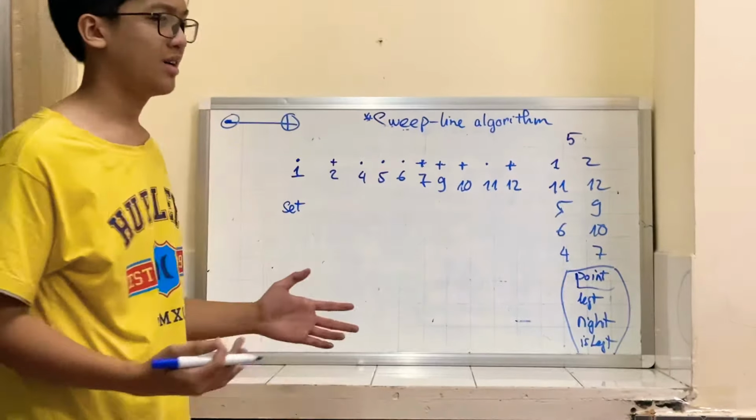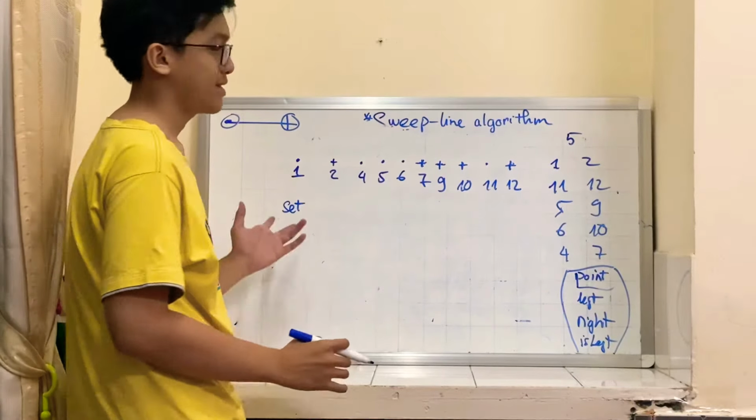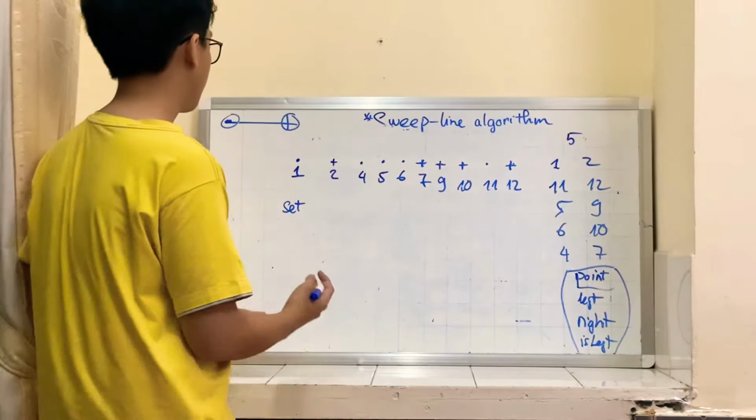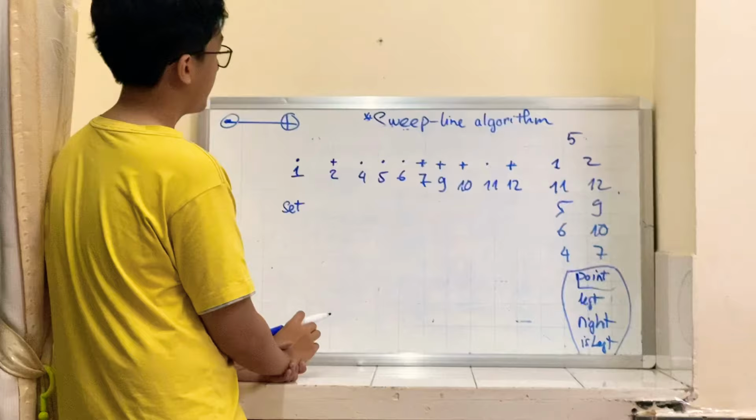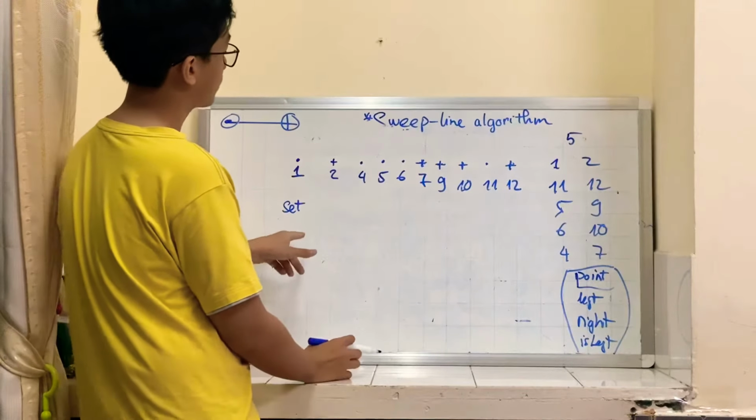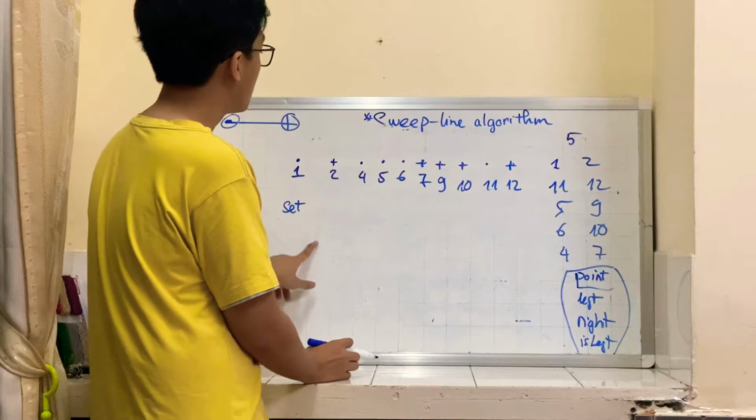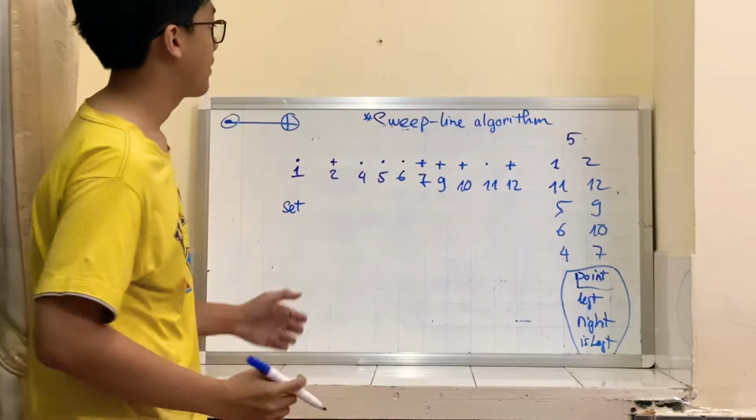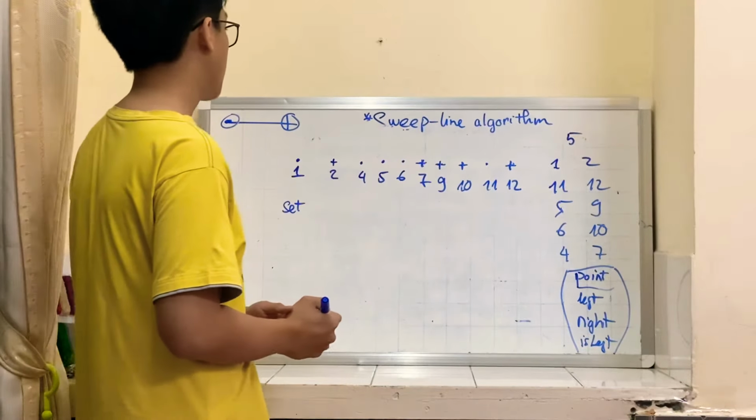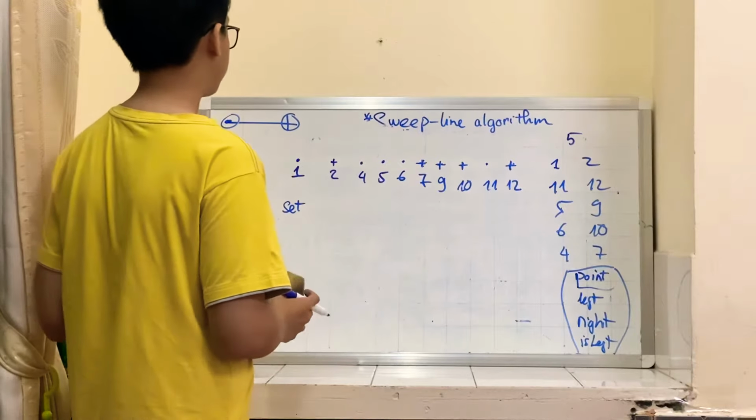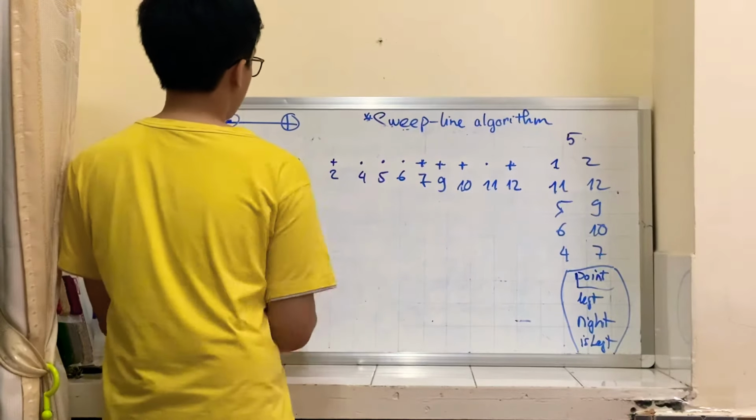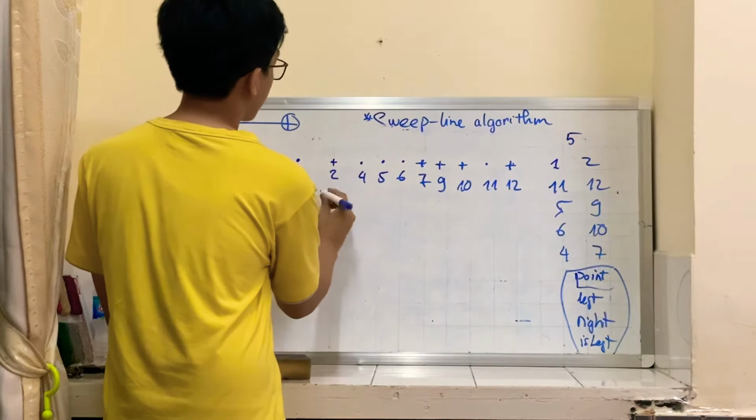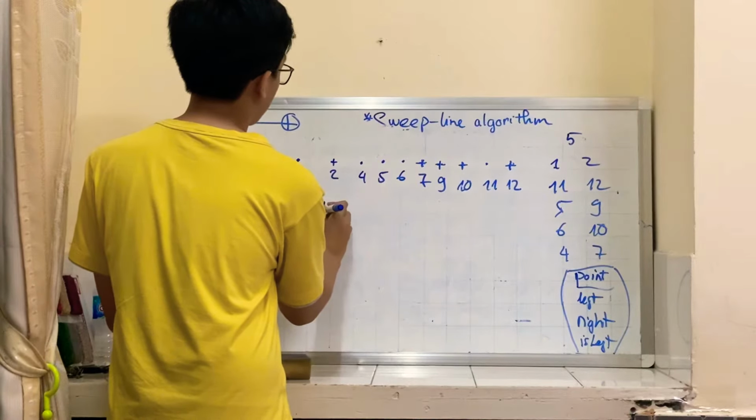For those of you who don't know, a set is a balanced binary tree. It's like a binary search tree, and it can search for an element in log n time and insert an element in log n time. Okay, we push 1 into the set because 1 is the left one, so our set will contain 1.